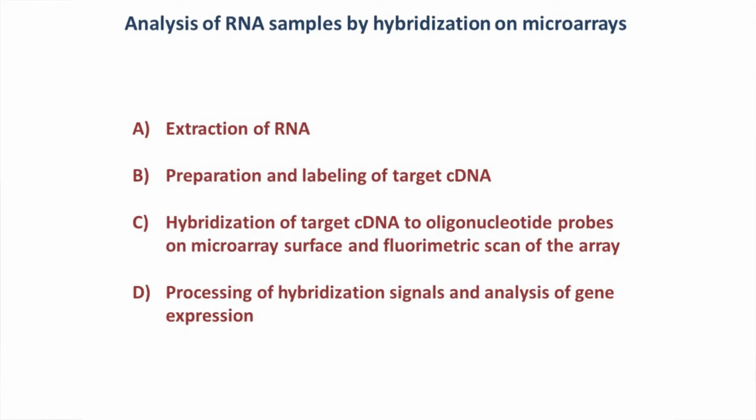Let's start now with a brief overview of the protocol. The entire procedure can be subdivided into 4 main stages: RNA extraction; preparation and labeling of target cDNA; hybridization of target cDNA to oligonucleotide probes on the microarray surface and fluorimetric scan of the array; processing of the hybridization signal, and analysis of gene expression.